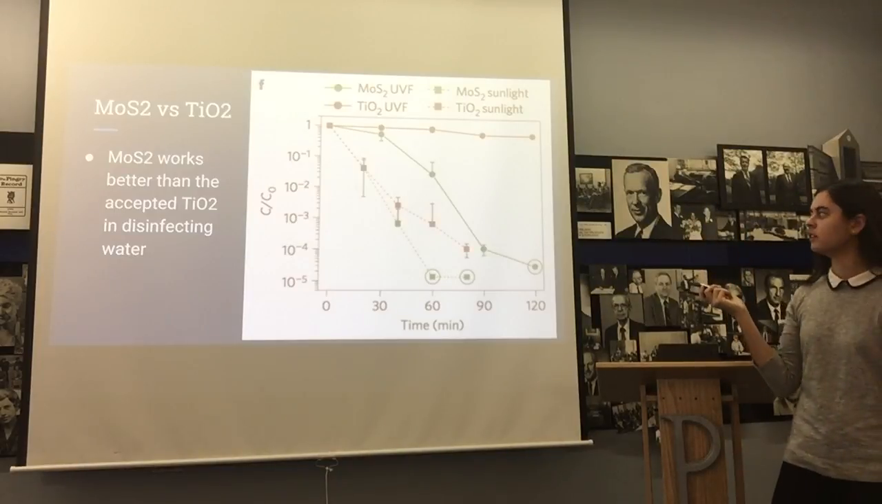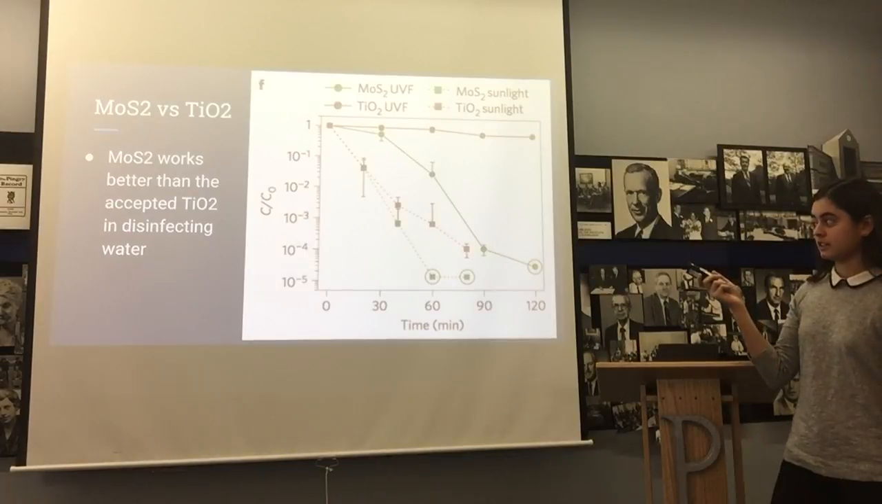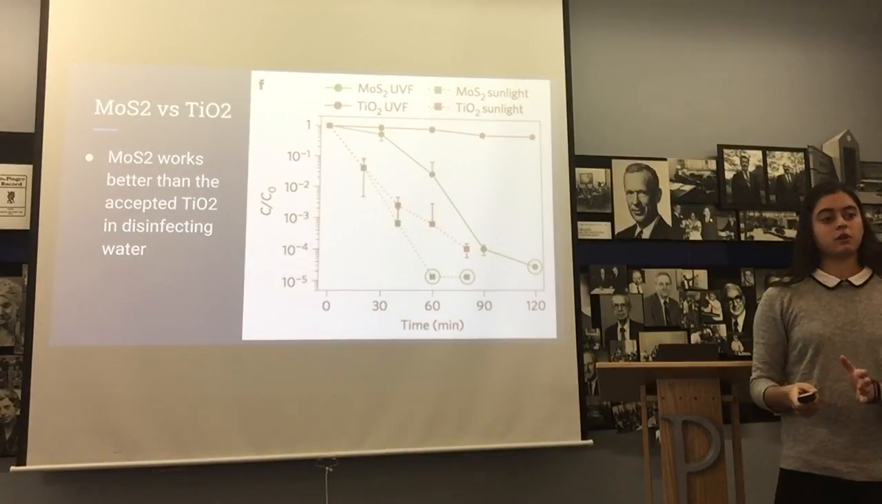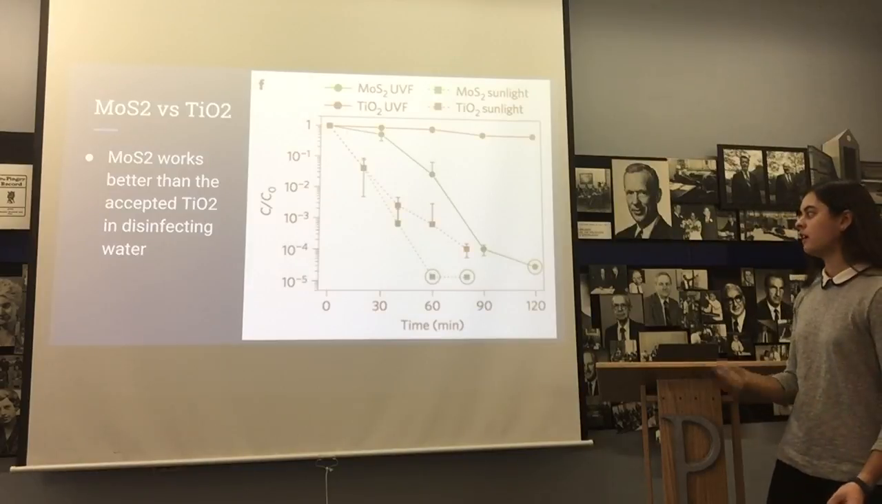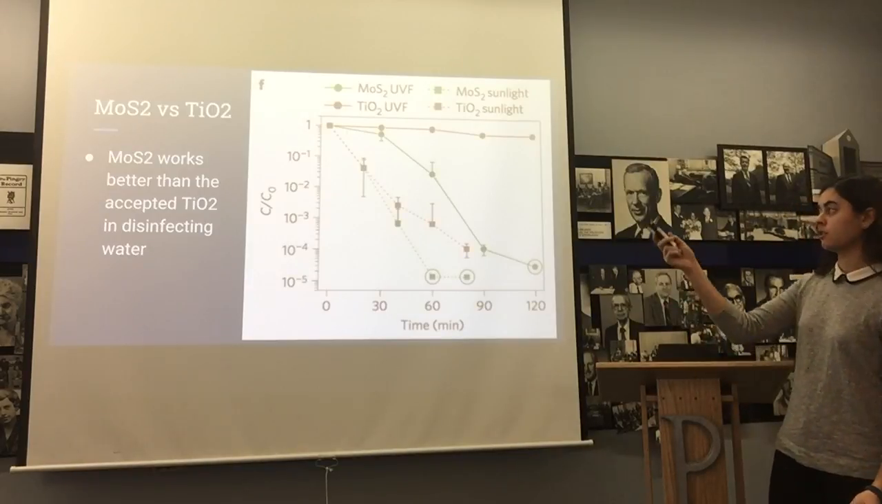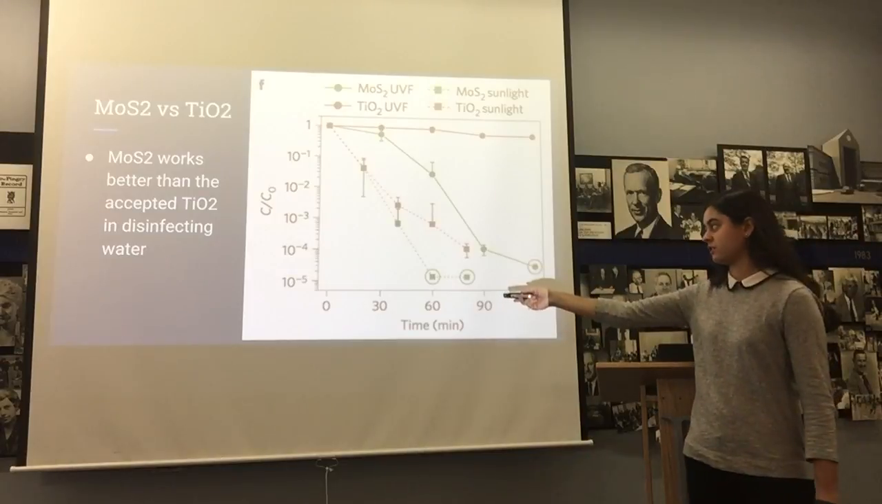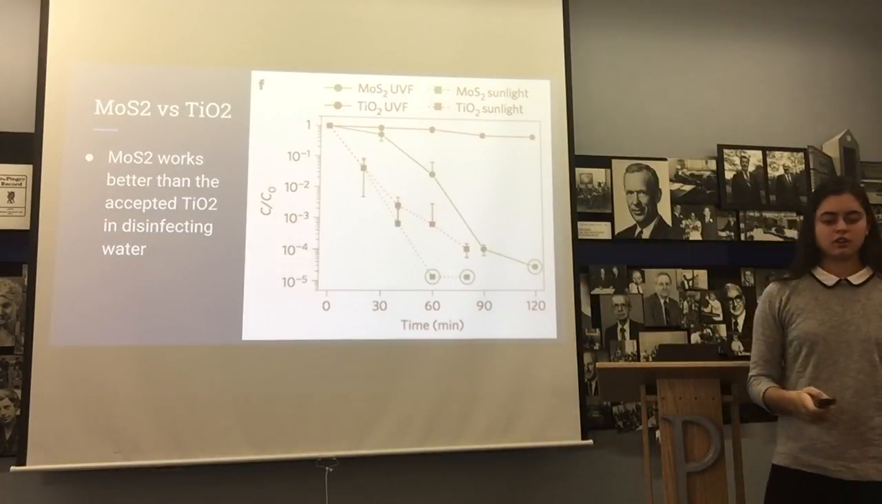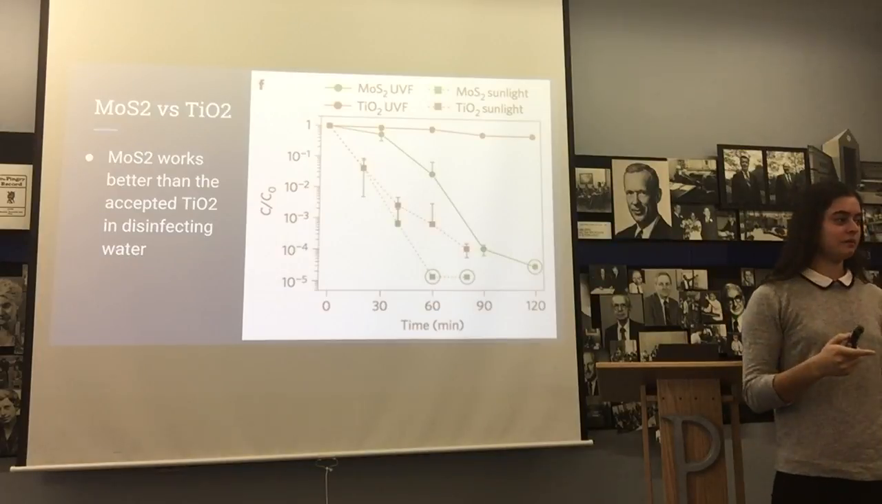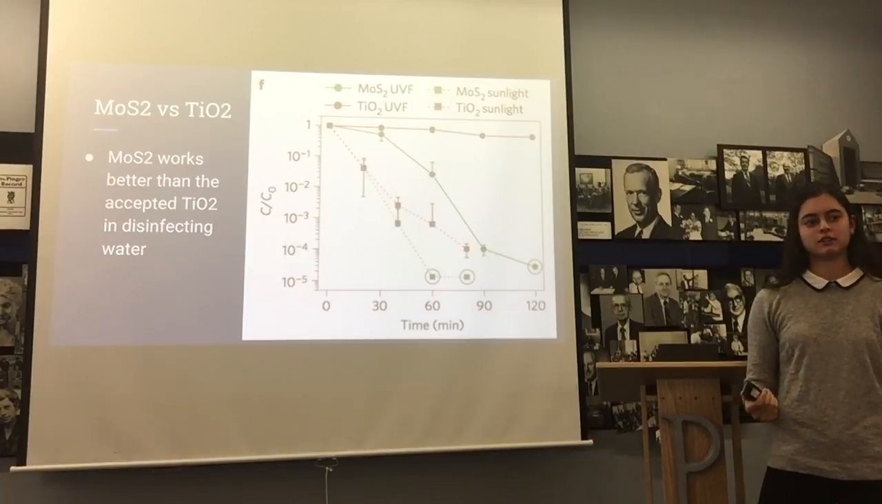really work at all. But then the next thing they tested was MLS2 and TiO2 on sunlight, and sunlight is visible light, infrared light, and UV light. And MLS2 showed a much faster disinfection in only 60 minutes, where TiO2 didn't even reach disinfection. So now our best time and best disinfection is MLS2 in 60 minutes instead of 120 minutes.